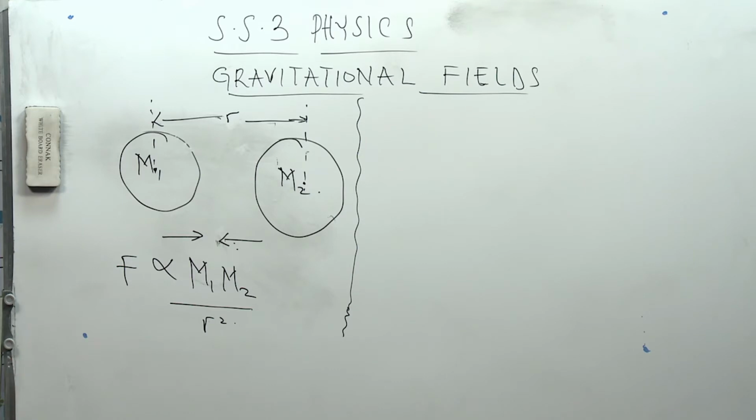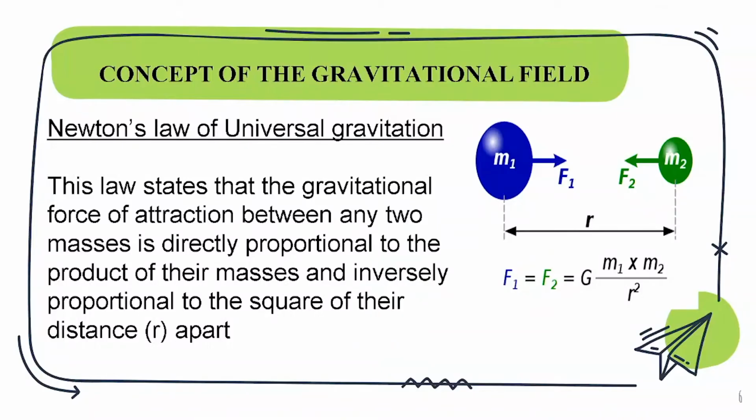So Newton's law of universal gravitation states that the force of attraction between two masses is directly proportional to the product of their masses and inversely proportional to the square of their distance apart. So that means that if two light masses are in contact with themselves, the force is going to be low. A high mass would result in a high force, and a high radius would result in a low force. What we are just trying to say scientifically is that as the mass increases, the force of attraction increases, and as their distance apart increases, the force of attraction reduces.